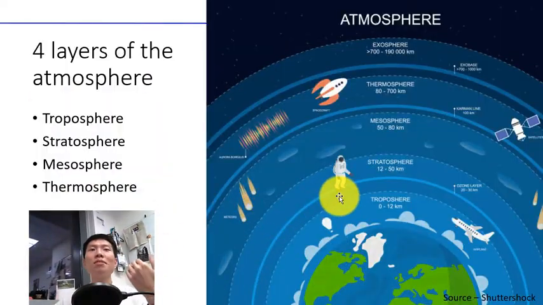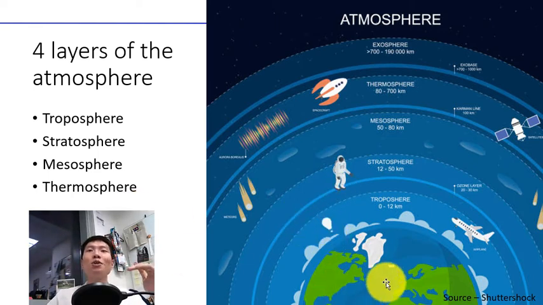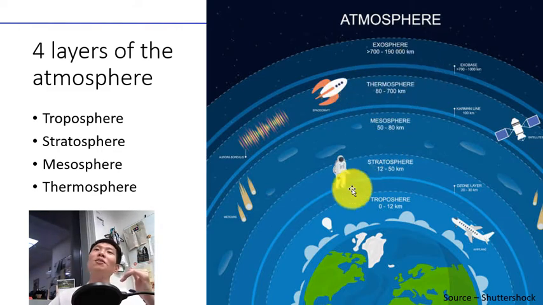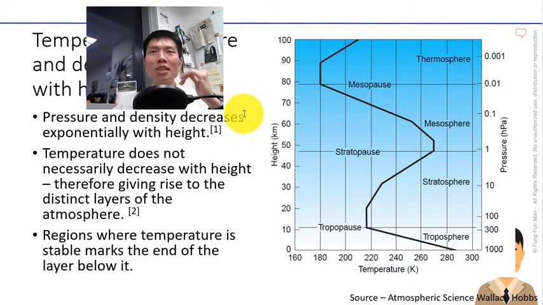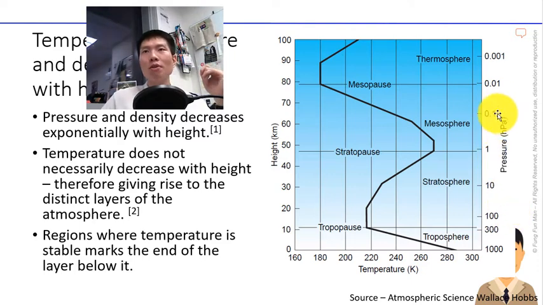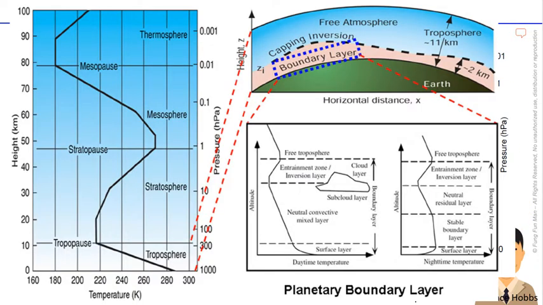Now, the atmosphere can be divided into 4 layers, going from the lowest to the highest. The layers are your troposphere, stratosphere, mesosphere, thermosphere, and of course, outer space, your exosphere. Now let's take a look at this graph here. The vertical axis on the right shows the pressure decreasing with height. Yes, the atmospheric pressure decreases exponentially with the height.